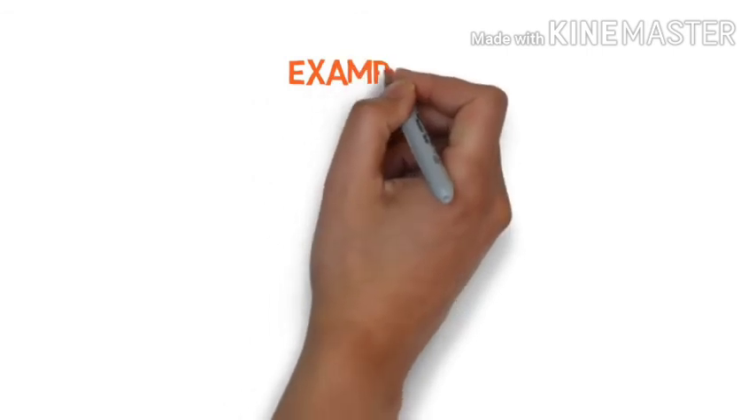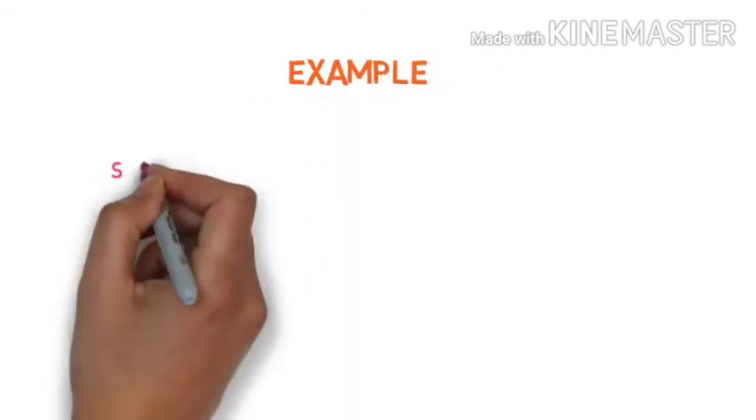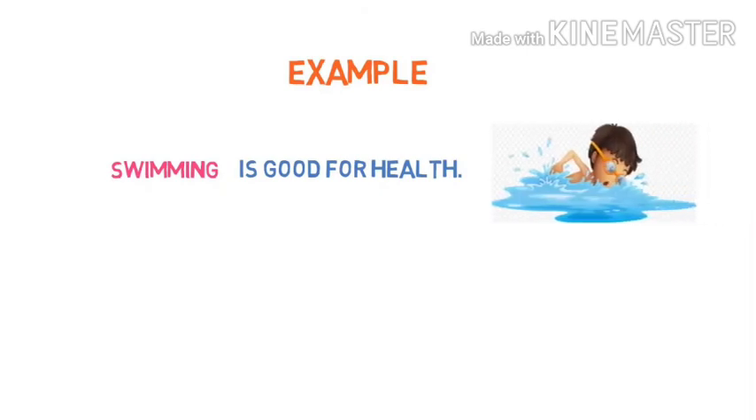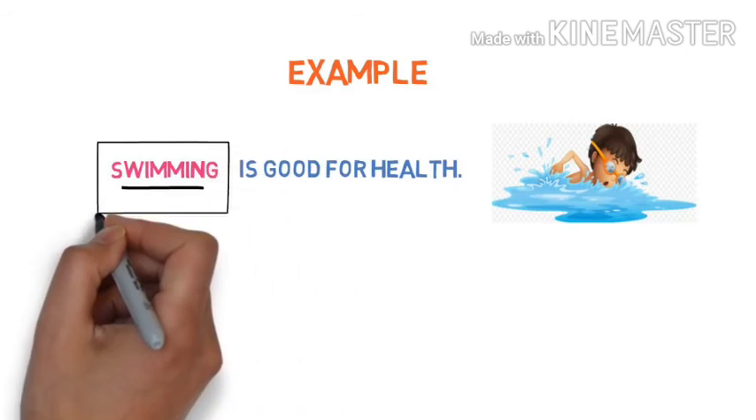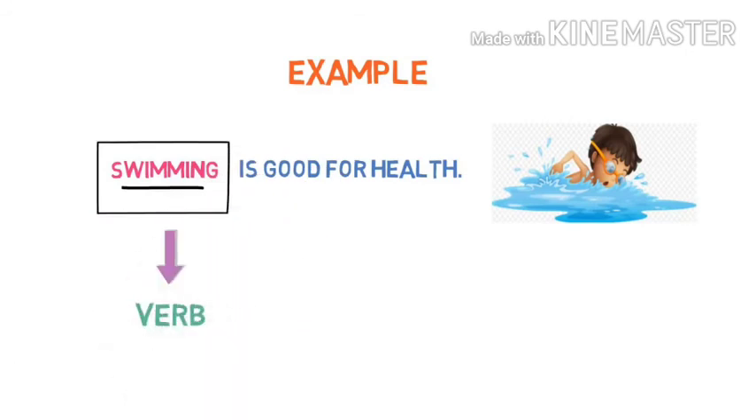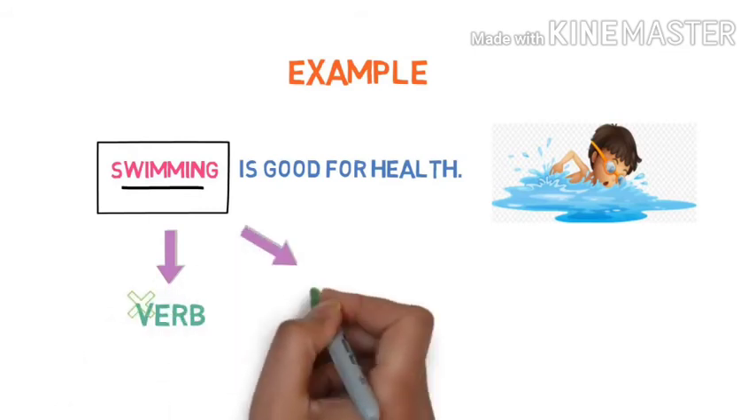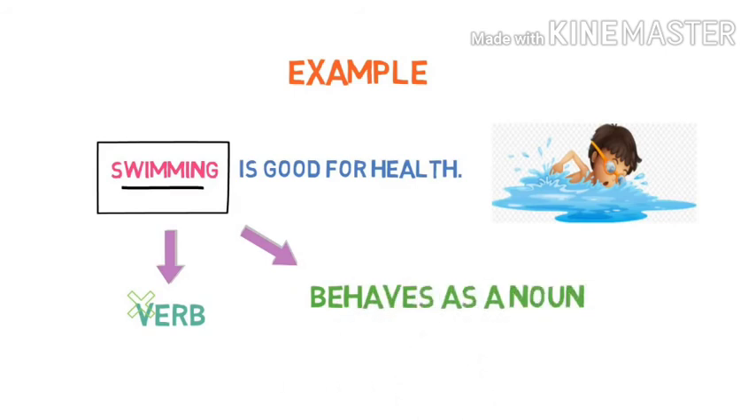Let's look into an interesting sentence example now. Swimming is good for health. Here, what is the subject? It is swimming. Is it a noun or pronoun? No, it's a verb. Then how can we use it as a subject? Because just now we understood that the subject can only be a noun or pronoun, because it no longer behaves as a verb now. It behaves as a noun now. And so, it is called a gerund.